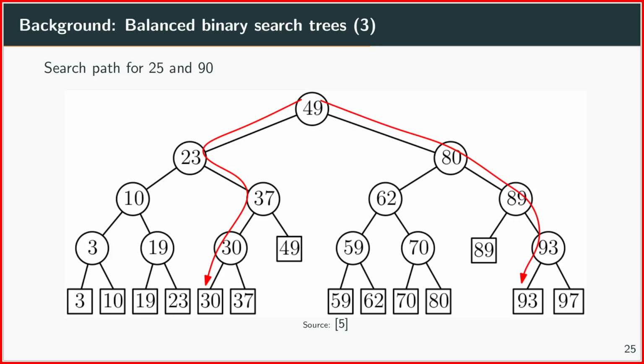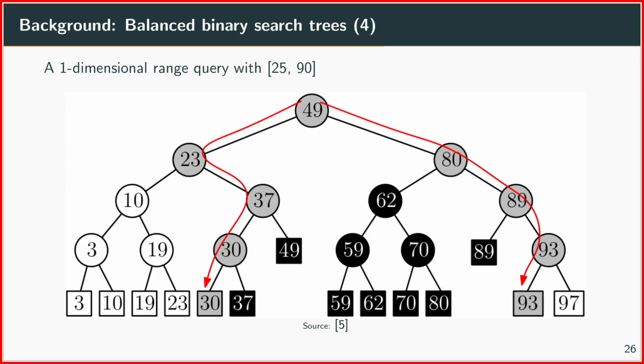By doing that, you can now color the nodes into 3 colors. White means that those samples are outside of your range. Then you have your black points, which are all the samples which are inside of your range. And then you have the gray points here, which are samples where you are unsure if they are currently inside of your range or outside.